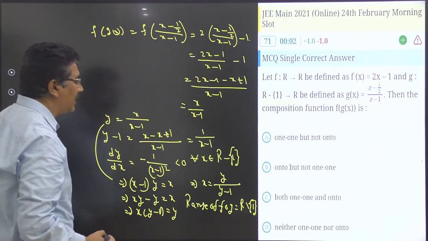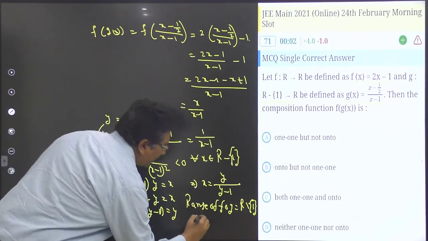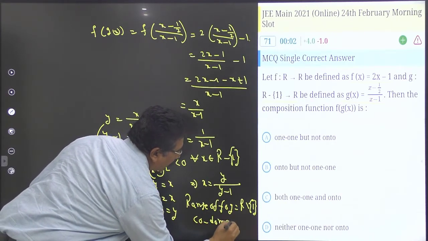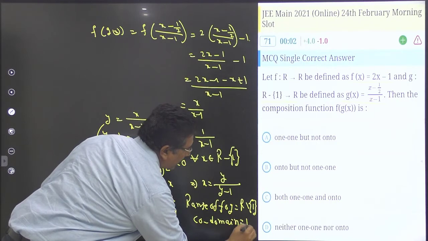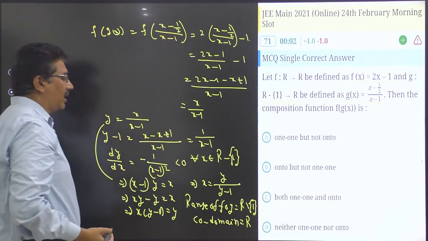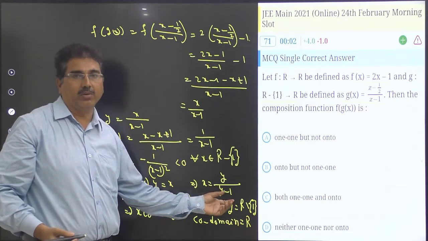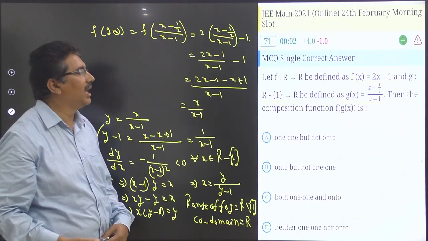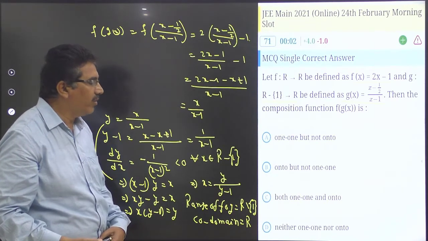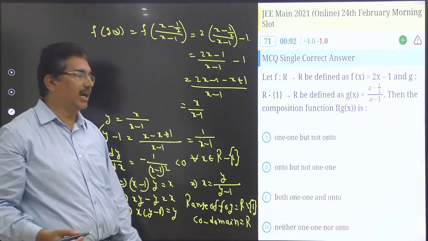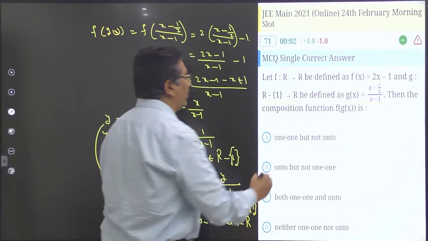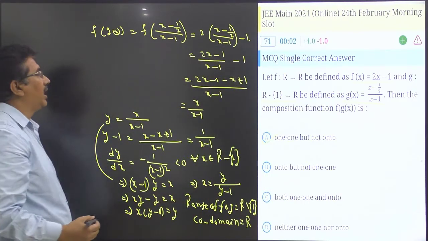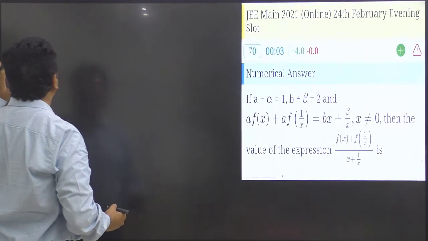But the codomain of f circle g is equal to R. Range is not equal to codomain. Therefore, the function f circle g is 1 1 but not onto. Right. Now let us see the next one.